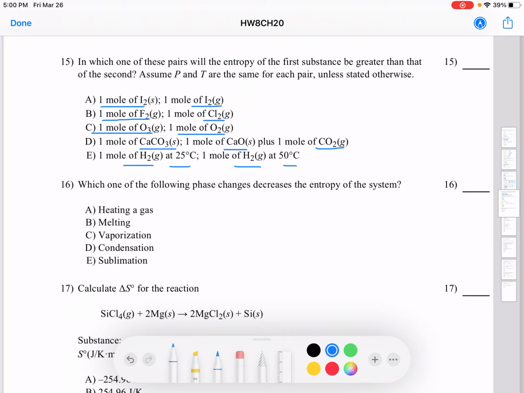Which of the following phase changes decrease the entropy of the system? Heating a gas would increase the entropy. Melting also increases. Vaporization also increases. Condensation, what happens in condensation? The gas particles become liquid. It decreases the degree of motion of the water vapor. So condensation decreases the entropy of the system. Sublimation also, sublimation means solid becomes gas. That also increases entropy.